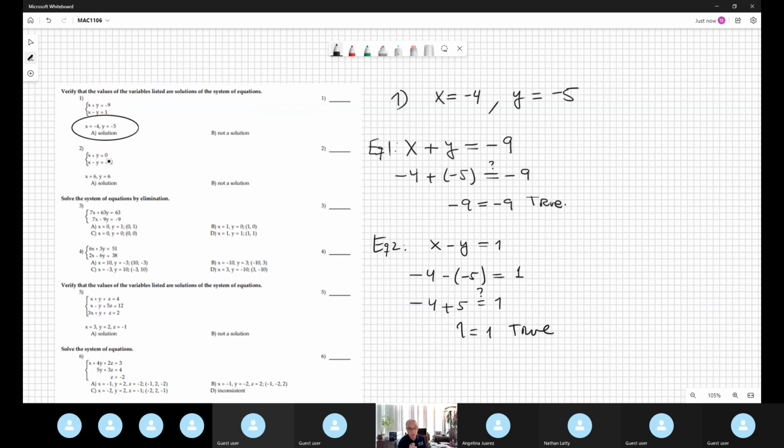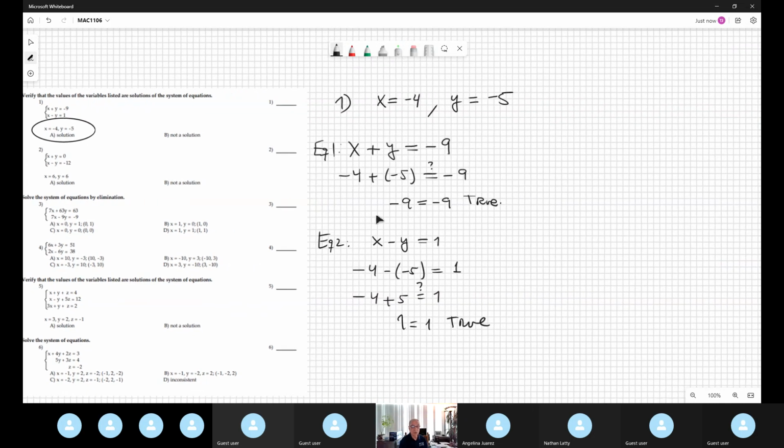Maybe another student says, no, wait, I don't like this. I like solving the system. Okay, let's do it. It's another option, another alternative. Look. x plus y equals minus 9, equation 1. x minus y equals 1, equation 2. And it's easy because it's ready for elimination. So adding equation 1 plus equation 2, it's obvious that the y is cancelled. It's 2x equals negative 8, and dividing by 2 both sides, x is equal to negative 4.